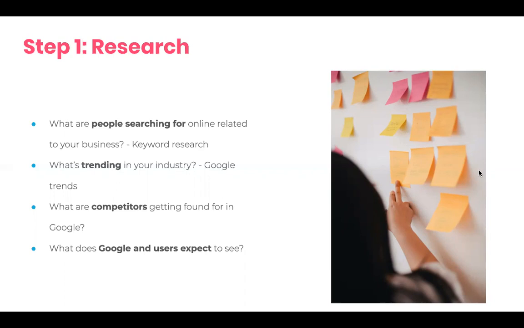I'm sure you've heard of that. I like to think of it as users' and Google's expectation, right? If you can define the expectation, then ultimately you can fulfill that expectation by giving users and Google what they want. So for instance, if I see a video ranking in Google pretty highly for a keyword, I'm not going to waste my time writing a blog post. I'm probably going to go with a video for that.